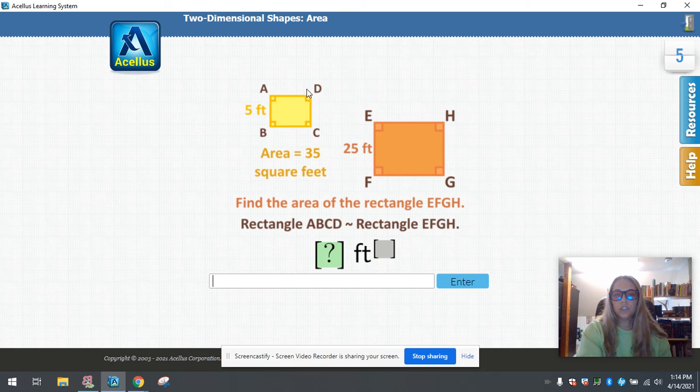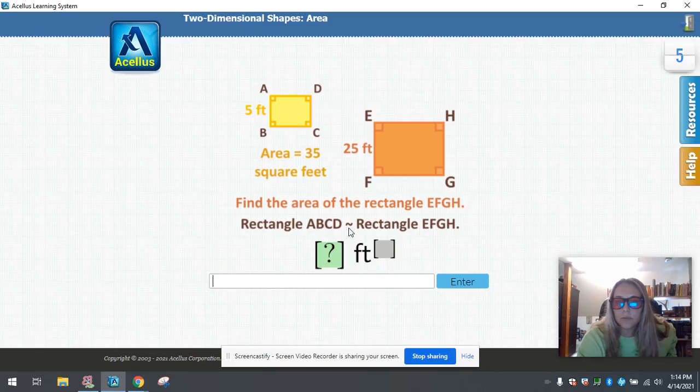So we have two similar rectangles. We know the corresponding side lengths, and we know the area of one of them. Good. This little symbol means similar to. So they're the same shape, just one is a certain amount times bigger. Okay, so we need to find the area of rectangle EFGH.